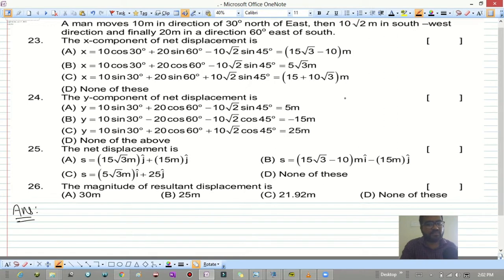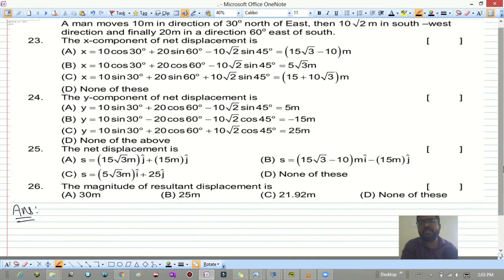So let's start with our vector part. Here you see a man moves 10 meter in direction of 30 degree north of east. So what is north of east, what is east of north, I'll explain everything. Then 10 root 2 meter in southwest direction and finally 20 meter in the direction 60 degree east of south. The x component of net displacement, y component of net displacement and magnitude of resultant displacement is what we have to calculate.